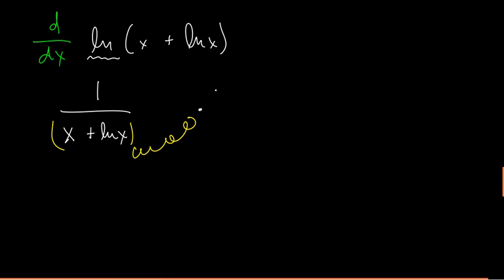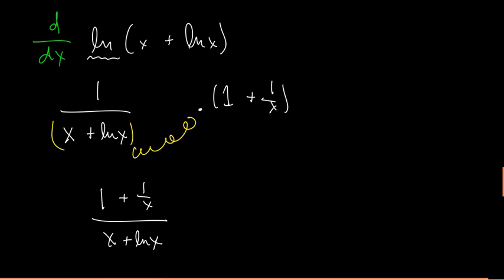So I have to chain that, and you get times 1 plus, well, what's the derivative of ln x? That's 1 over x. You see? So the final answer is 1 plus 1 over x divided by x plus ln x, and it's fine to leave it like that. Although it's not customary or nice to leave your answer with a fraction over a fraction.